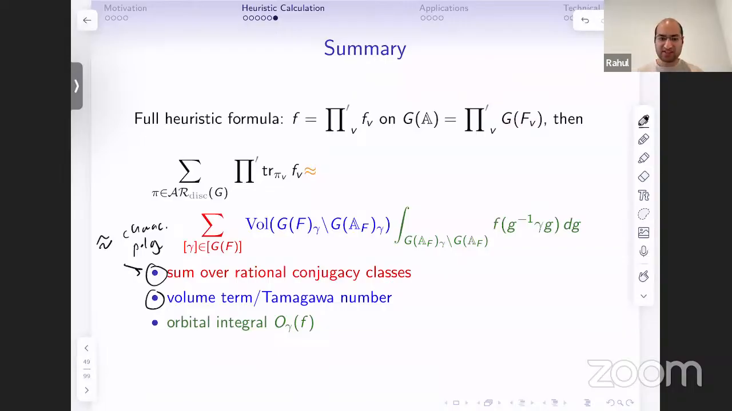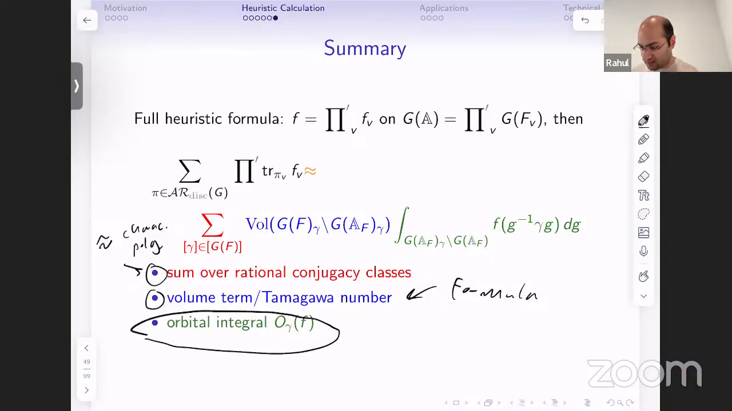These volume terms, well, these are these adelic quotients. They're just these Tamagawa numbers, which there's a formula for. There's Kottwitz's formula for the Tamagawa number. And so basically what happens is that in practical use, these orbital integrals are the hard part. So when you actually want to compute something with the trace formula, the barrier becomes computing these orbital integrals, and as much information as you can get on the orbital integral, that's as much information as you get on the traces.